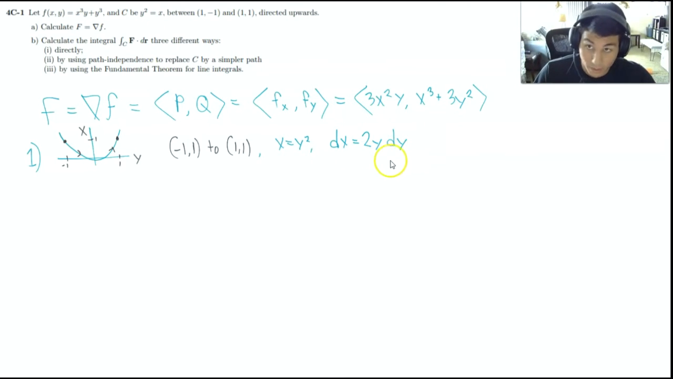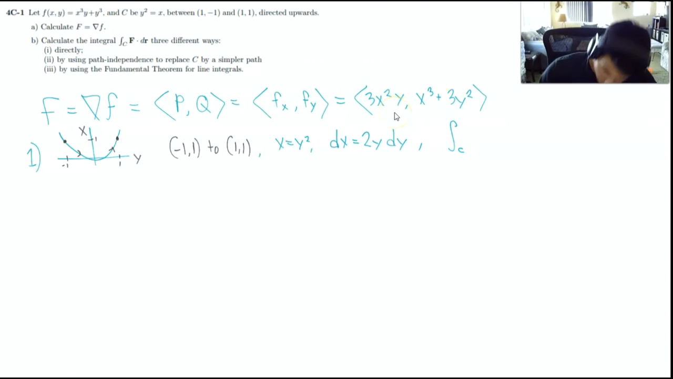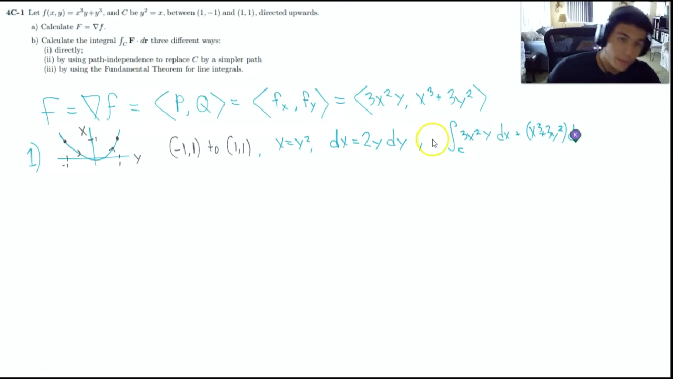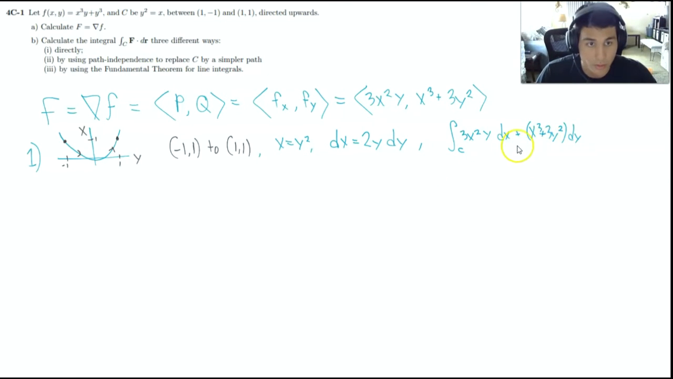Okay. Yeah, so dx is equal to 2y dy. Okay, so we have these two facts, but before we decide what our main variable is, let's just write out what we think our line integral is going to be. So remember we write it as P dx plus Q dy, where P is this, Q is this. So 3x squared y dx plus 3y squared dy.